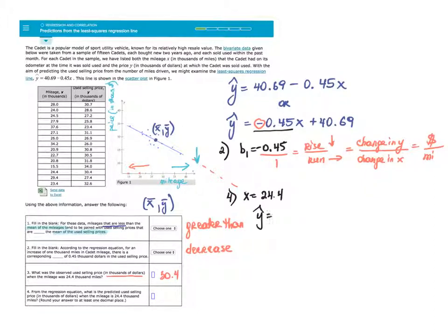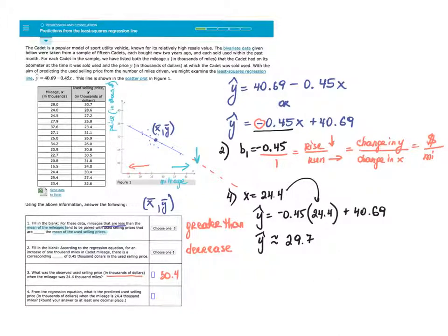Y hat happens to be negative 45 hundredths multiplied by the x value which I input into my equation of 24.4, followed by the y-intercept of 40 and 69 hundredths. Please enter this information into your calculator, and when you round it to one decimal place, your y hat in this case should come out to be 29 and 7/10.